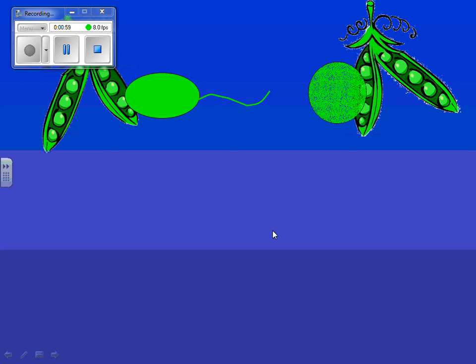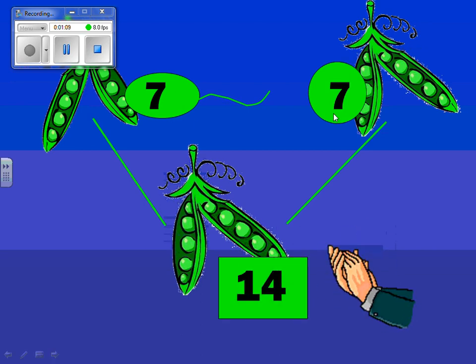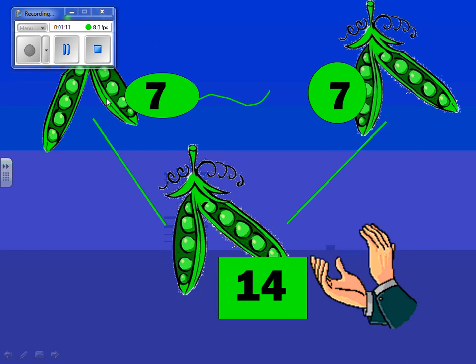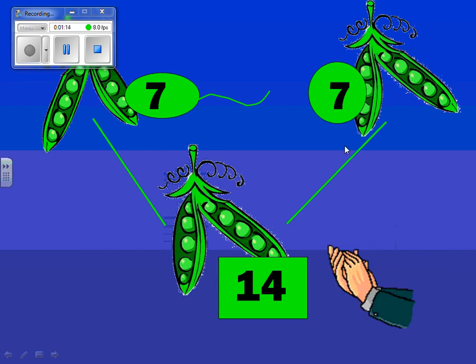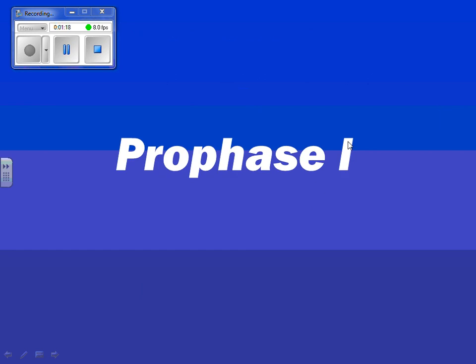So if we look at our picture again in these pea plants, if the sperm and the egg are haploid, then they come together and make a diploid individual. So that's what we want. That's what meiosis is all about, making gametes that have half the amount of chromosomes. So the stages look very similar to mitosis. It's really just mitosis times two.